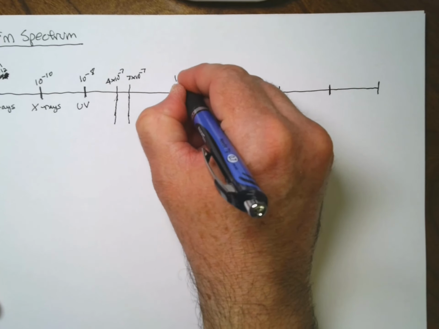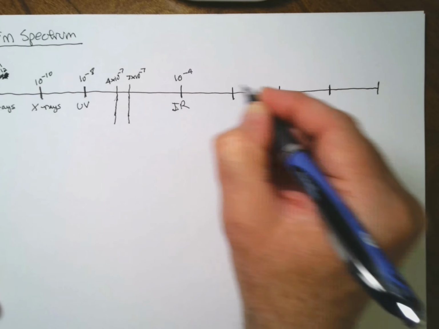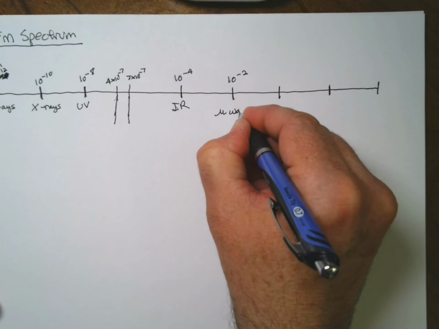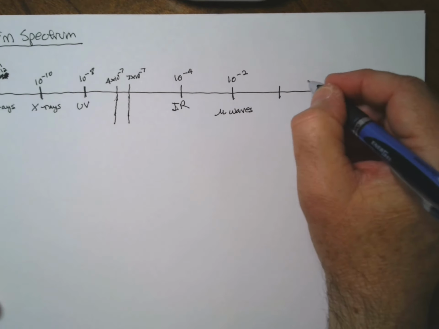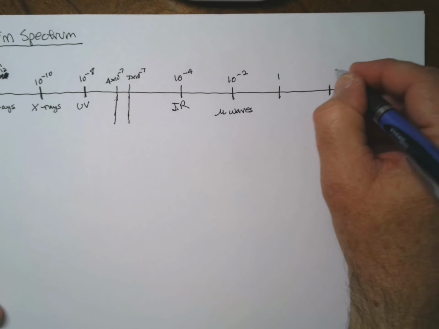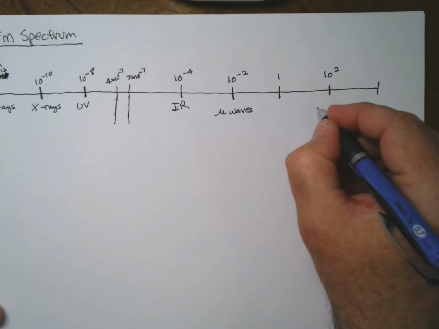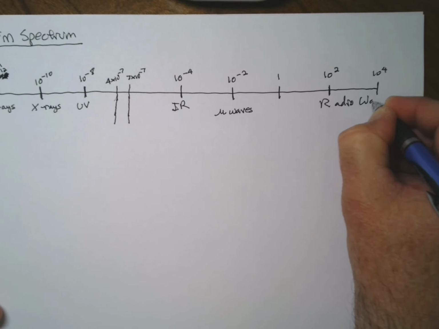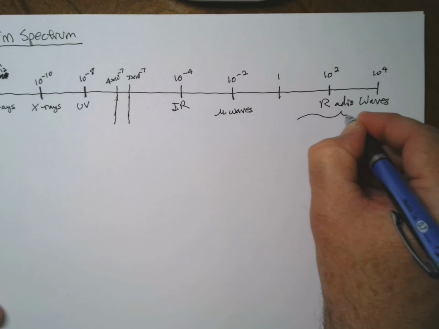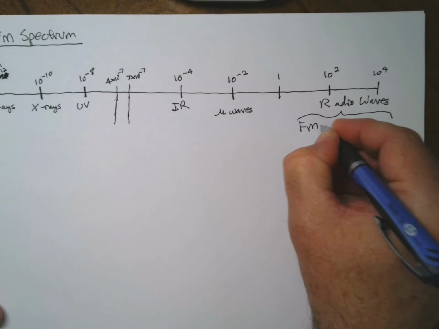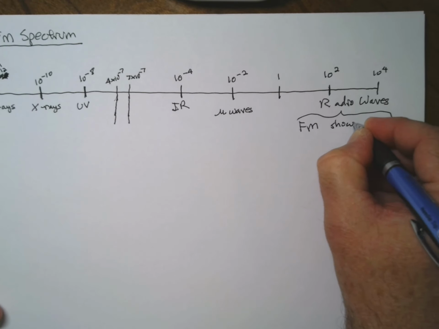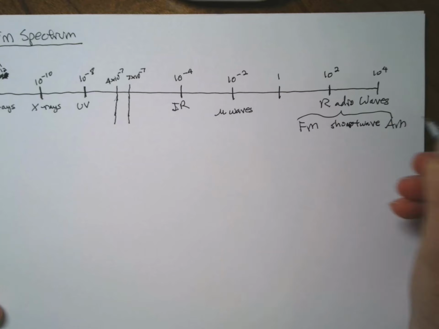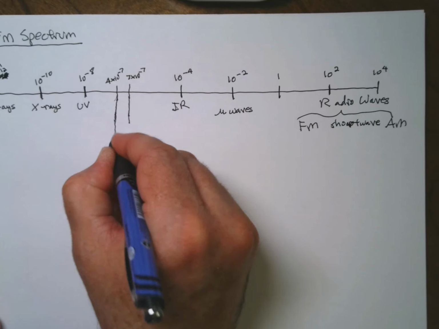We can continue on. We have 10 to the minus 4, which is the far IR region. 10 to the minus 2 meters are microwaves. I'll just use the Greek letter mu to represent the word micro. We have 1, 10 to the 2, and 10 to the 4, and this is the region of radio waves. And radio waves, on the shorter end, are FM, and then in between we have shortwave, and then AM are longer.